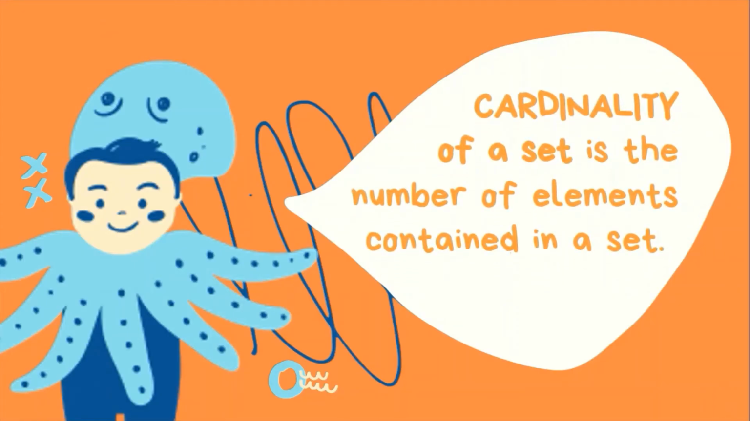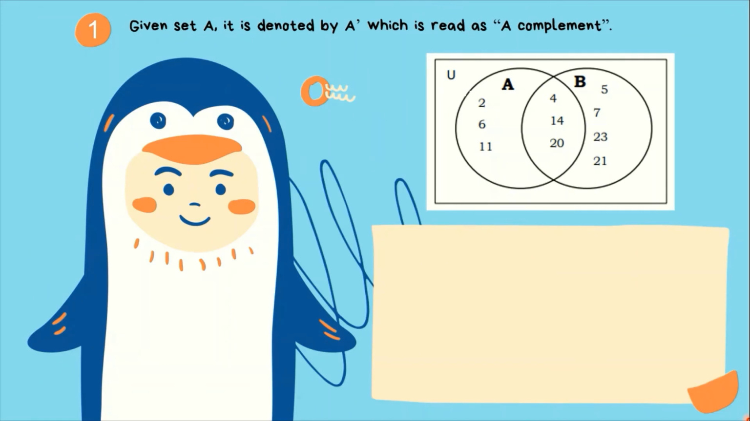Next, cardinality. Cardinality of a set is the number of elements contained in a set. So, given set A, it is denoted by A apostrophe. So, itong apostrophe na ito ay yung symbol ni complement. It is read as complement. So, therefore, this one is read as A complement.